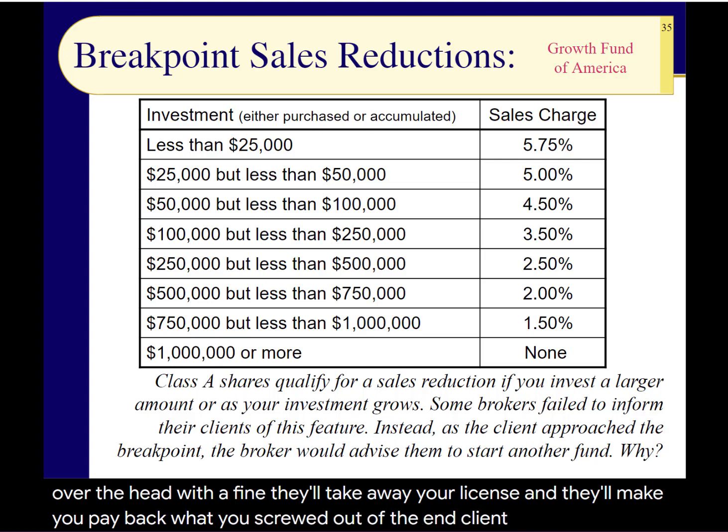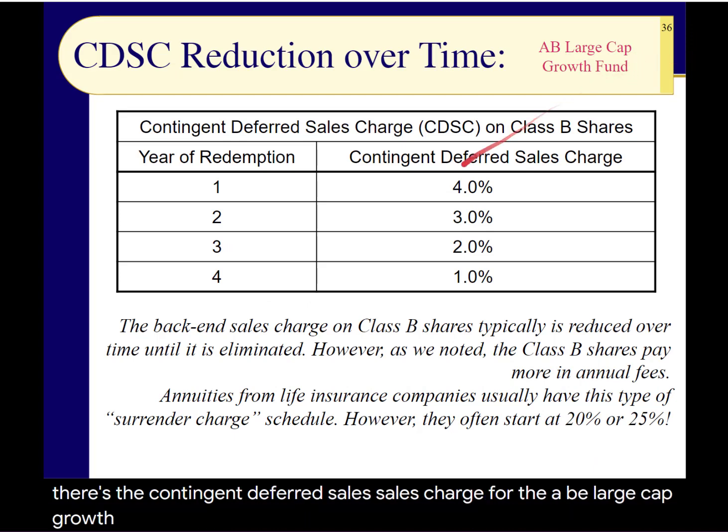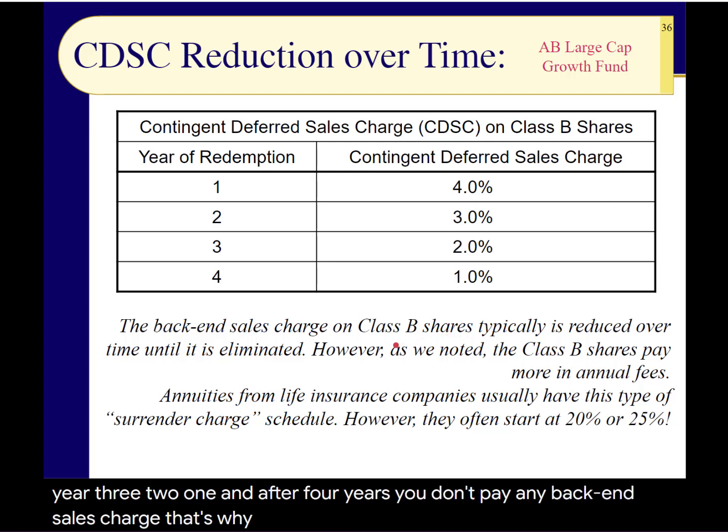And then there's the contingent deferred sales charge for the AB Large Cap Growth Fund. First year, if you take the money out, 4%. Second year, 3, 2, 1. And after 4 years, you don't pay any back-end sales charge. That's why we call it a contingent deferred sales charge.